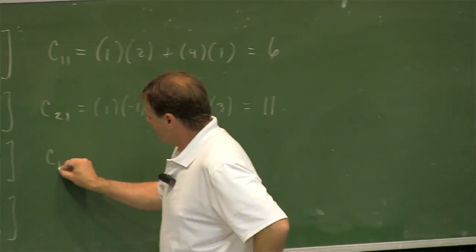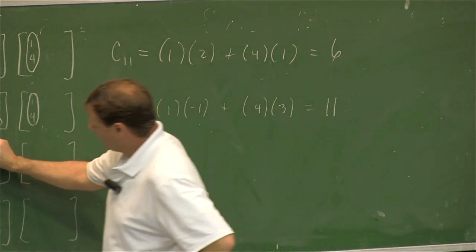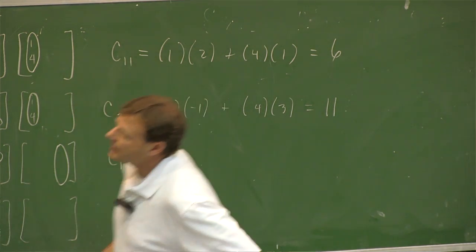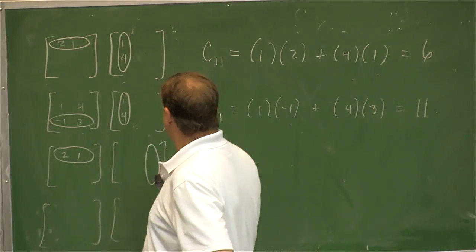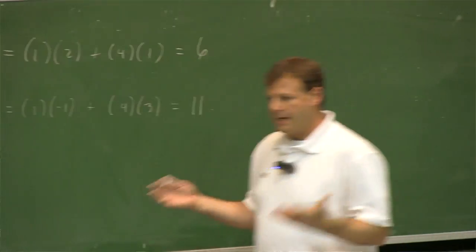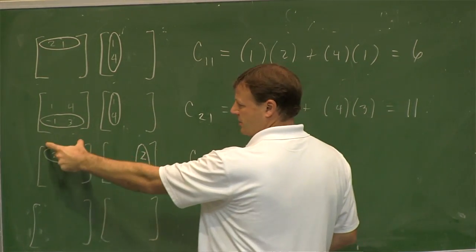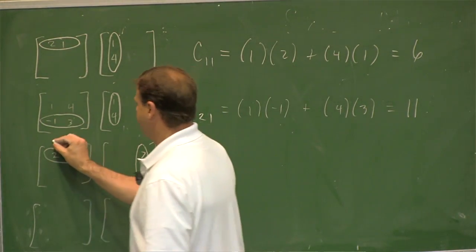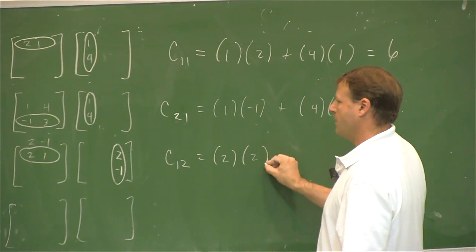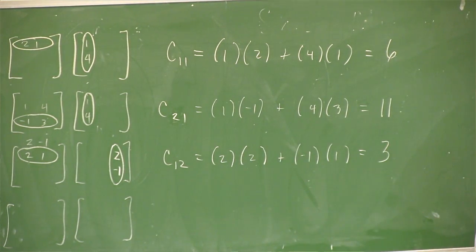All right, well now let's do C12. That's going to correspond to the first row, second column. So that'll be the first row here, that's 2, 1, and then the second column is 2, negative 1. Now let's do the same thing. We're going to take this mentally. When I say turn it on its side, that's what you do in your mind. You can just match them up like that. So now I have 2 times 2 plus negative 1 times 1. So that's 4 minus 1 is 3.